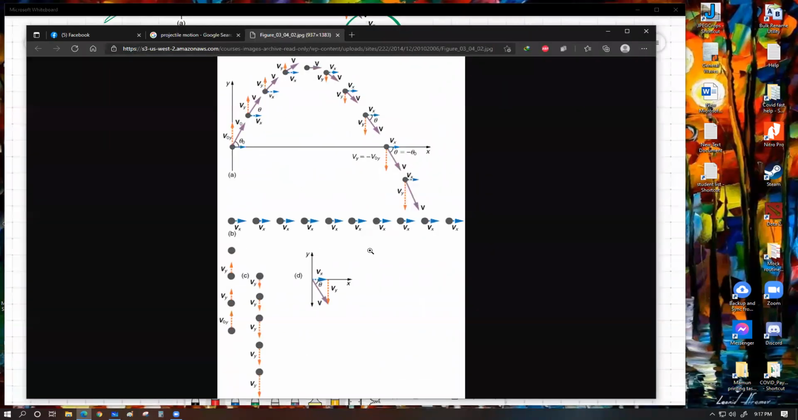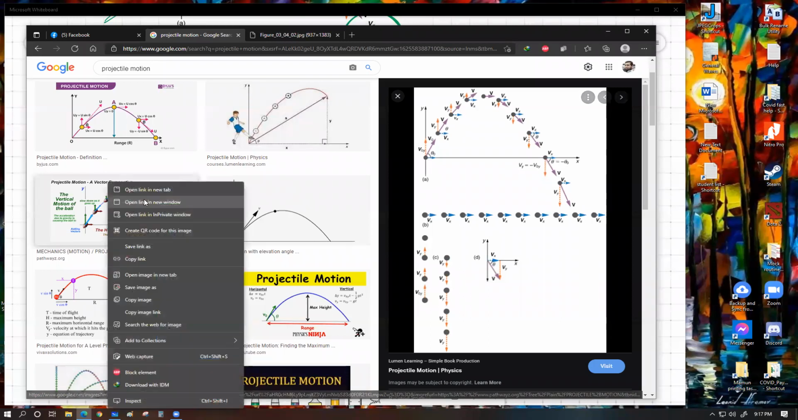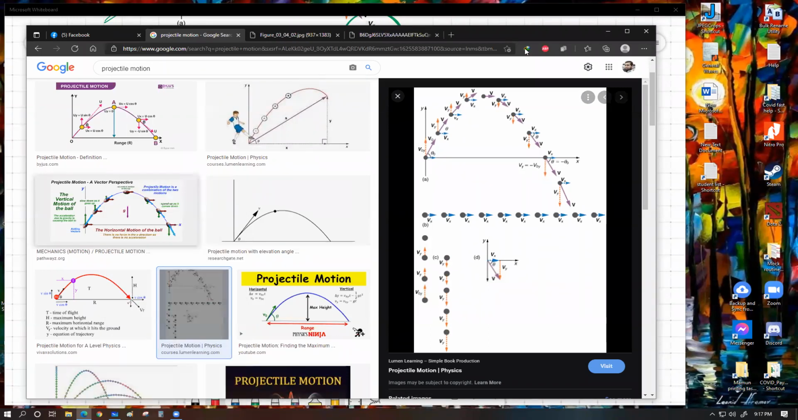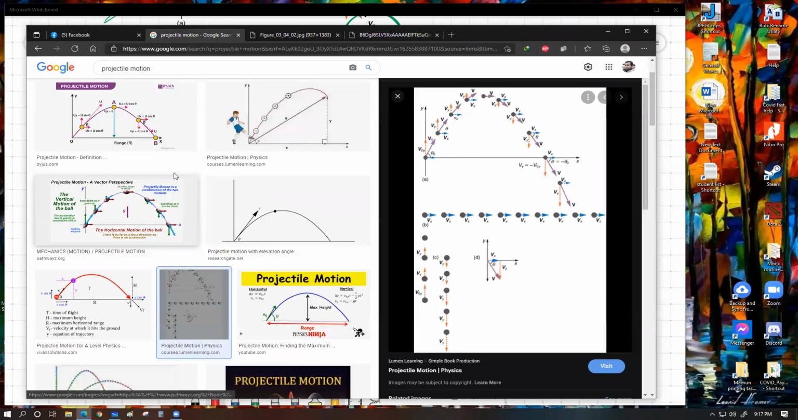If we try to get some other information for the projectile motions, yeah, this is actually a really good image, although a very small image. Could you explain how this angle, theta, comes about? I don't understand it.